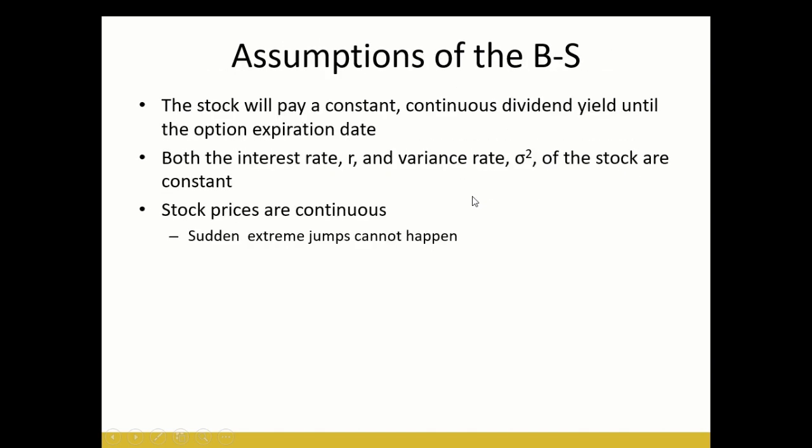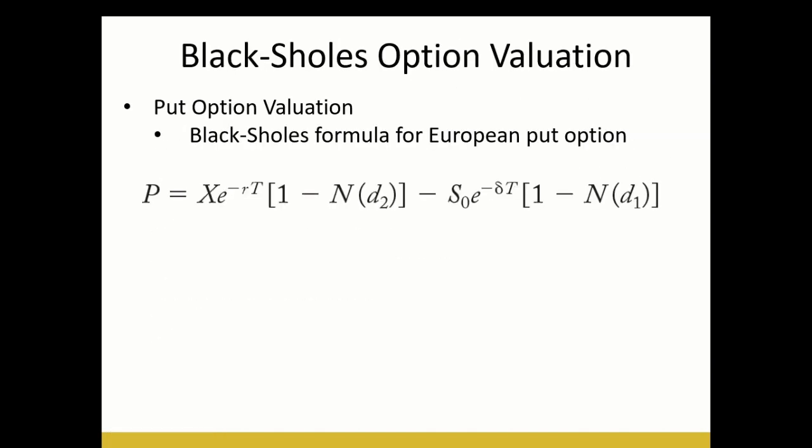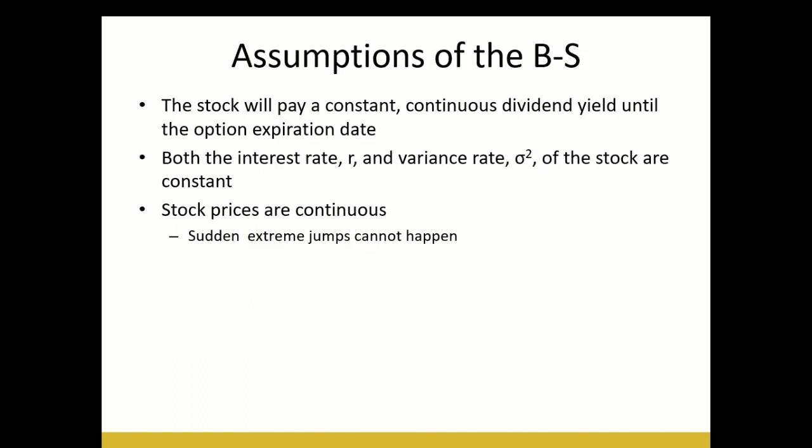And more important, we assume the Black-Scholes formula is only valid for European options. From the first class, we know European options can only be exercised at the expiration date. But for American options, you can choose to exercise on or before the expiration date. So this is the Black-Scholes model.